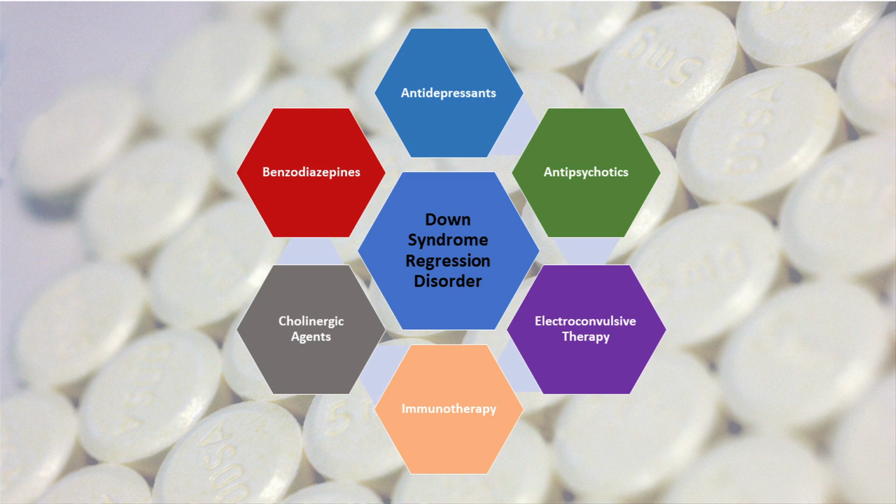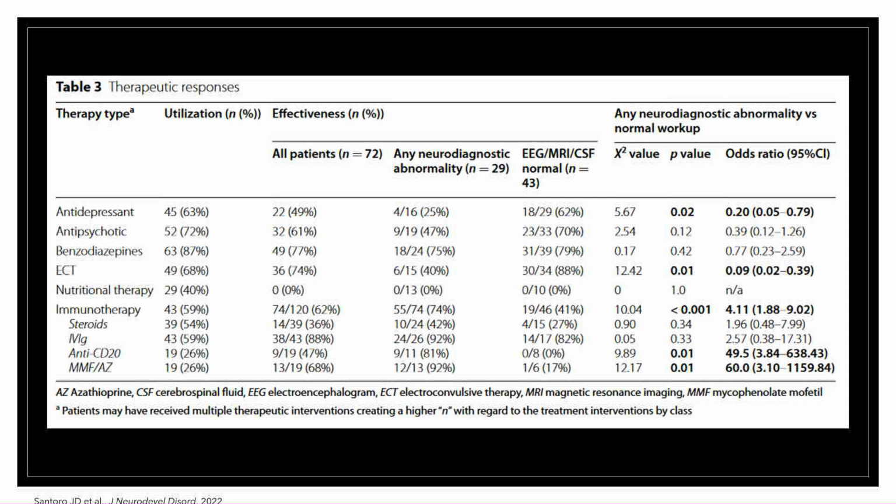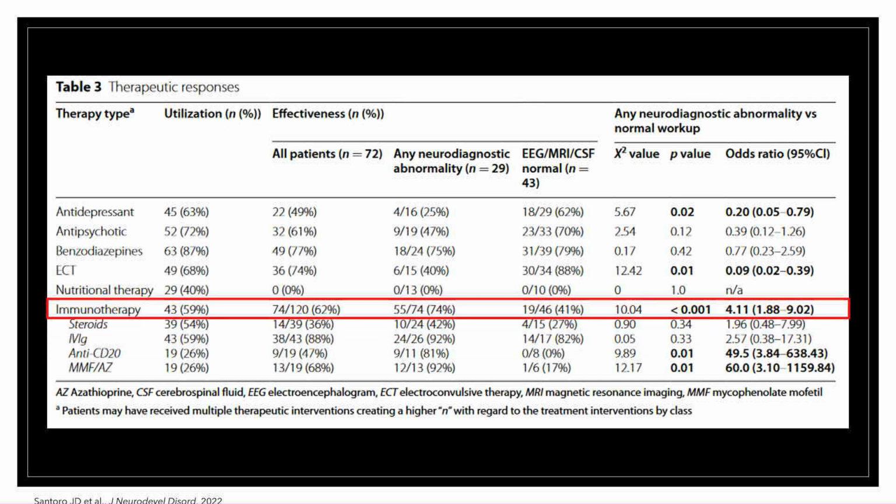We use, obviously, immunotherapy quite aggressively, cholinergic agents to help with some of the cognitive dysfunction, and benzodiazepines primarily to help with the catatonia. But the question is, do any of these work? Some of the benzodiazepines certainly help with catatonia, but I really want to draw attention over here to the immunotherapy response. The vast majority of our patients, when we tried very clearly to stick to our diagnostic criteria and those we highly suspected as having DSRD, responded to some kind of immune therapy.